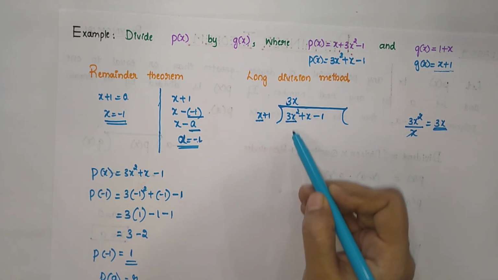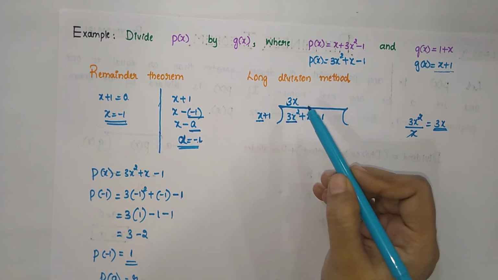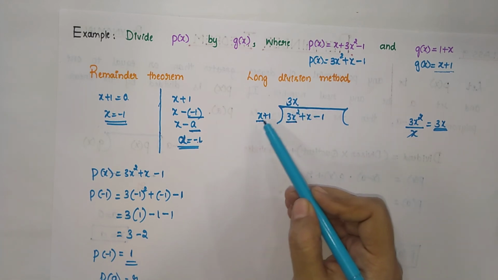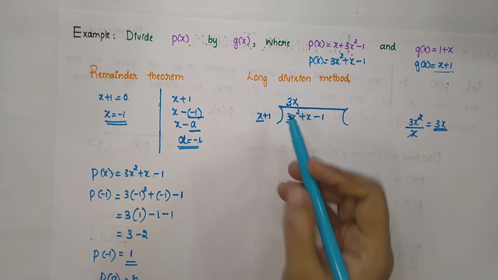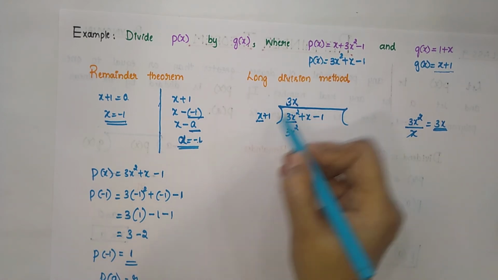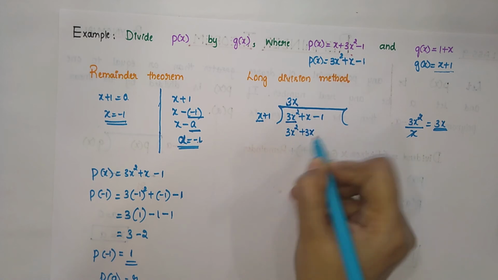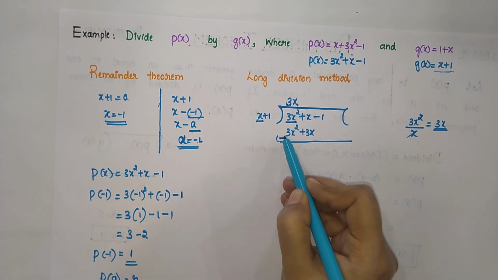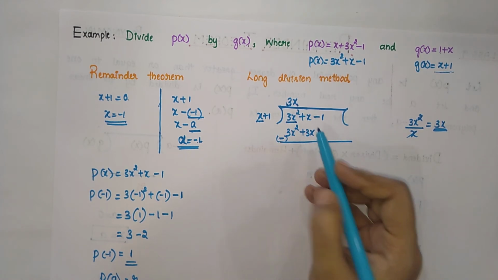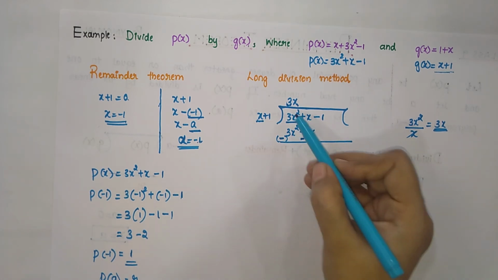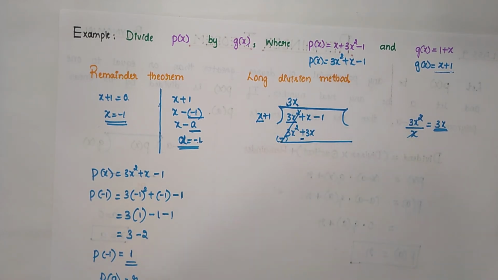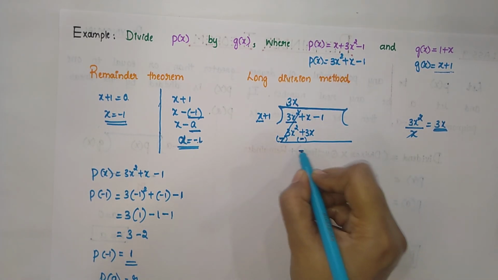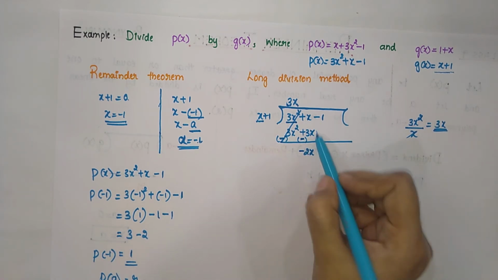So 3x into x is 3x square. And you should remember that you have to multiply this term in the quotient with both the terms in the divisor. So we get 3x into x is 3x square and 3x plus 1 is 3x. And here you have to change the sign. This is plus 3x square, so it is minus 3x square, and plus 3x is there, so it is minus. So plus 3x square minus 3x square is 0. Then we have x minus 3x. So x minus 3x is minus 2x, and minus 1 is written as it is.